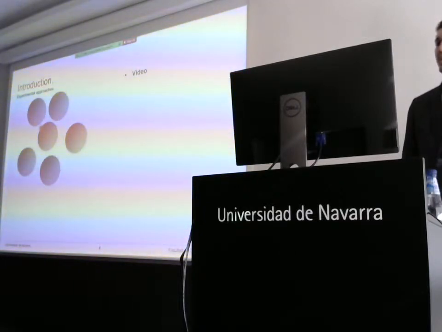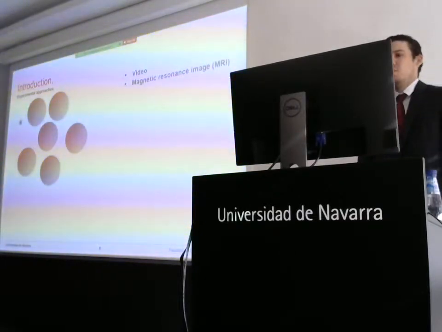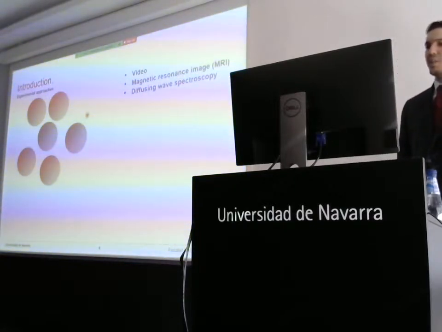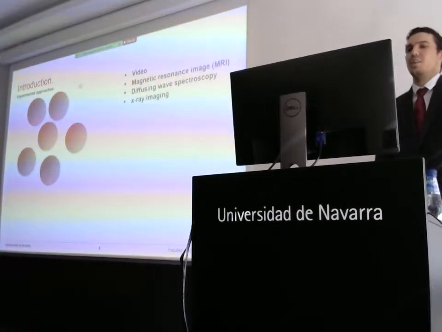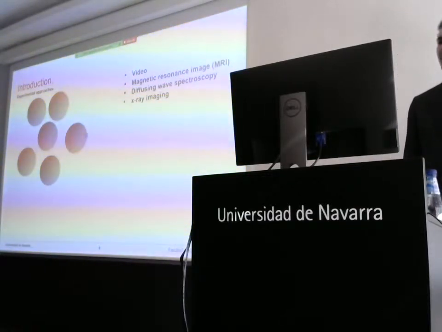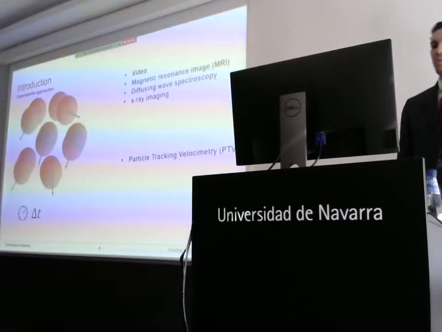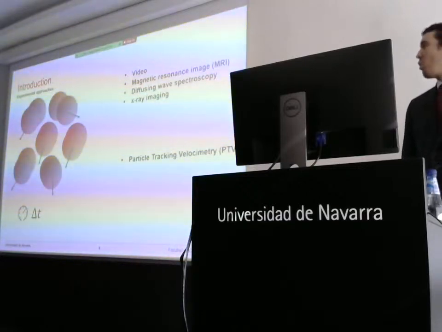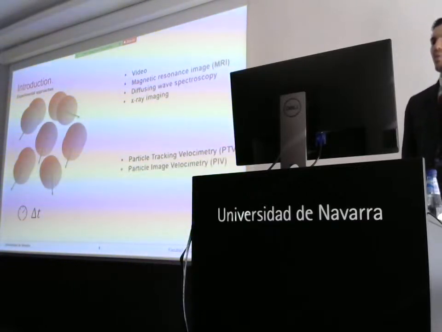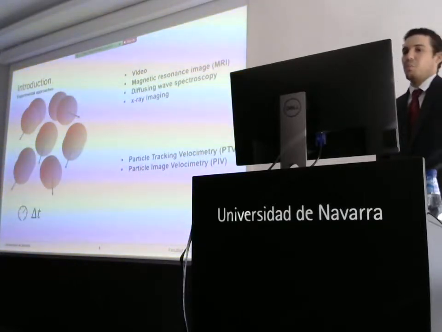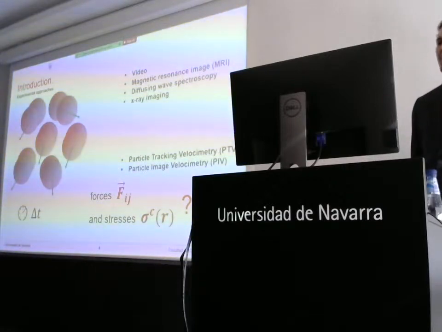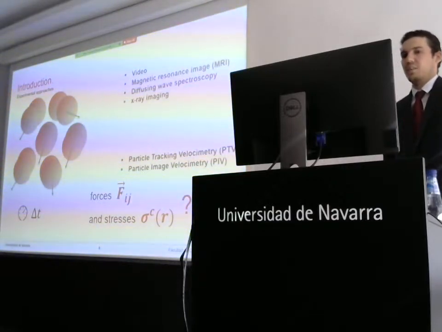For example, we can take videos, magnetic resonance images, diffusing wave spectroscopy, and X-ray imaging of the granular sample. Then we have identified the centers, for example, of these particles. The next goal is to compare two different images and try to obtain the velocity fields of this granular sample. For example, we have particle tracking velocimetry and particle image velocimetry. But what happens if we want to know the forces that are involved in the system and the contact stress of this system?